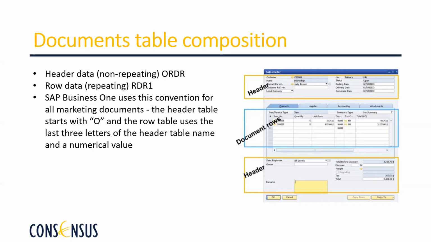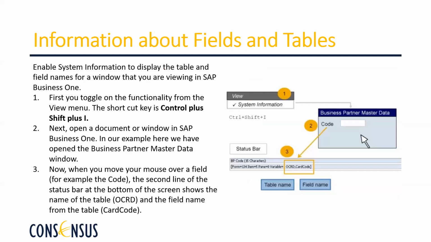In the case of orders, it sounds like an order, so it's ORDR. And then the rows where the items are RDR1. There's also other tables like RDR2, 3, 4 that you can check on your own later. Okay, let's go ahead and move on.